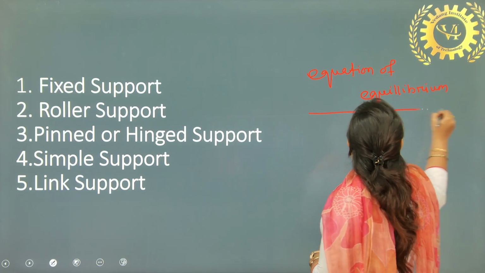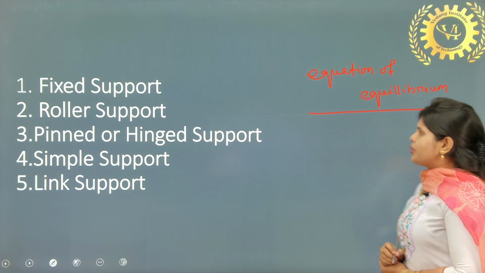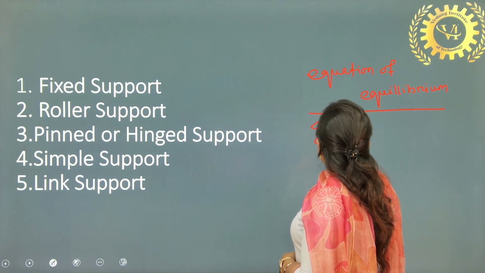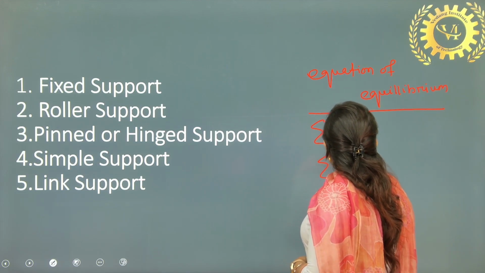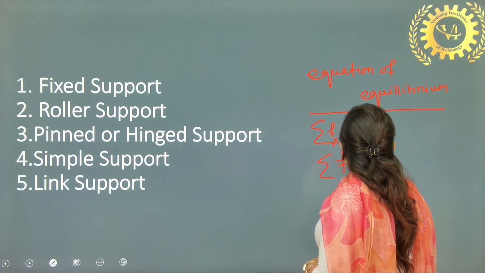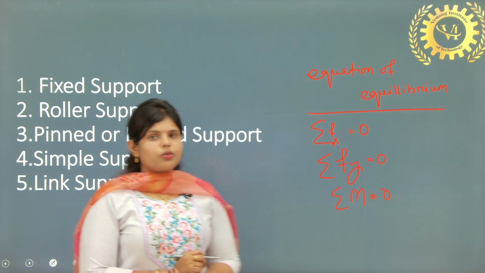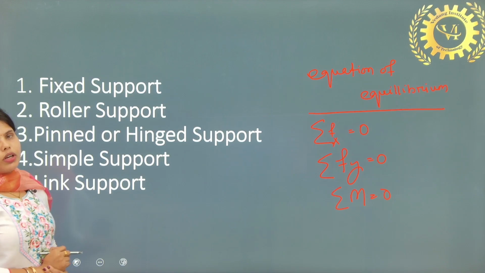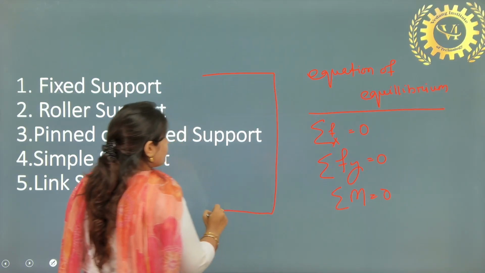Now the question arises, what is the equation of equilibrium? The equations of equilibrium are nothing but: the summation of forces acting in the horizontal direction must be 0, the summation of forces acting in the vertical direction must be 0, and the summation of moments must be 0. To satisfy the equations of equilibrium, we need to understand the support and the work of the support. What does this support do?